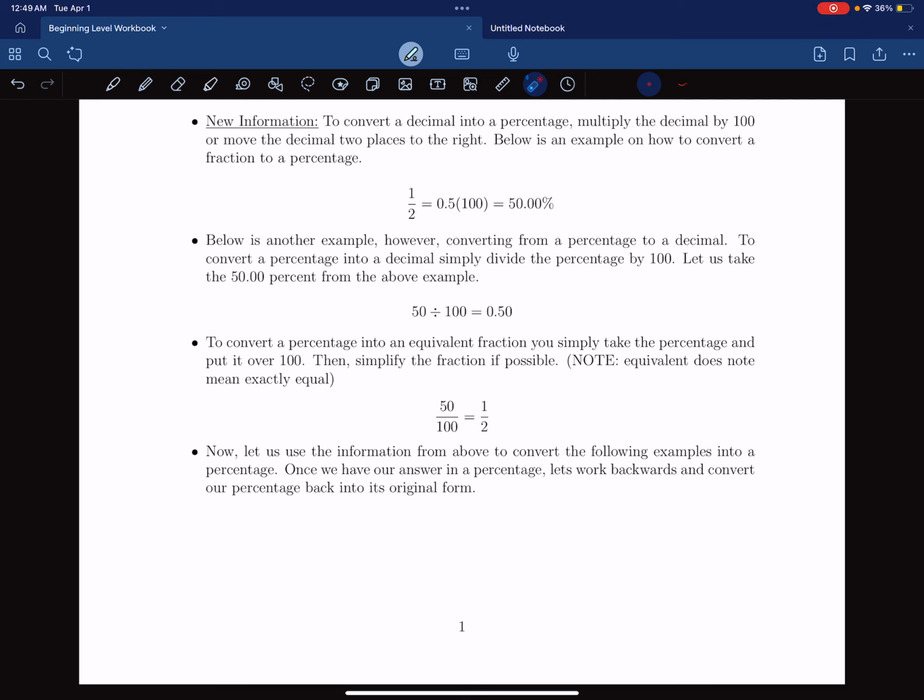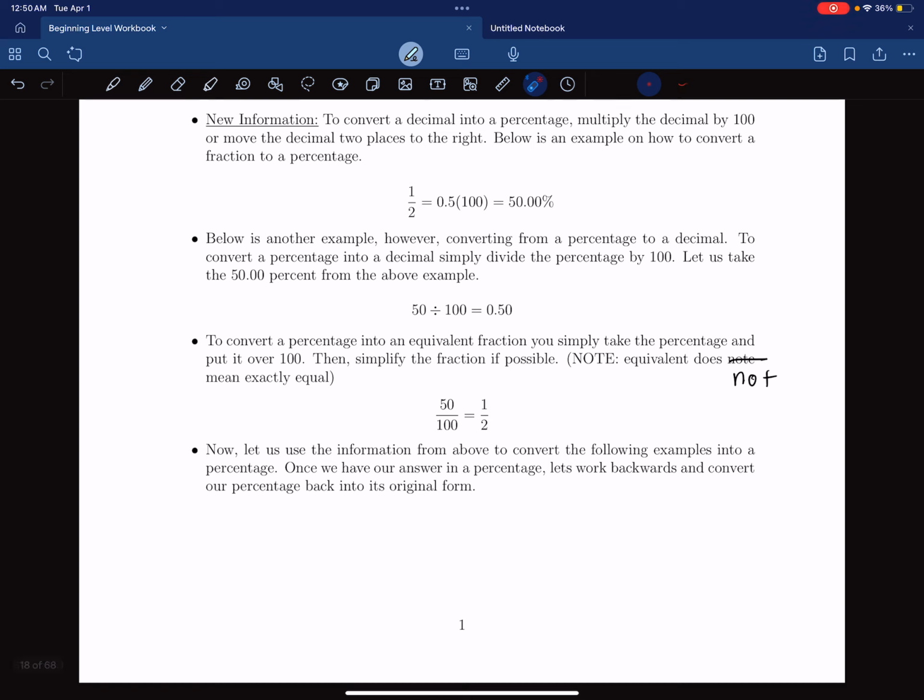Now, to convert a percentage into an equivalent fraction, you simply take the percentage and divide it by 100. Then you reduce if possible. Here, to reduce this to 1/2, I divided both the numerator and the denominator by 50. 50 divided by 50 is 1, and 100 divided by 50 is 2. However, one thing I want to point out is that equivalent does not mean exactly equal. What do I mean by that? We'll see in some examples as we proceed in this video that sometimes when we get a percentage and divide it by 100, we won't get the exact fraction we were originally given, but we will get an equivalent fraction, so we'll still get the same decimal approximation.